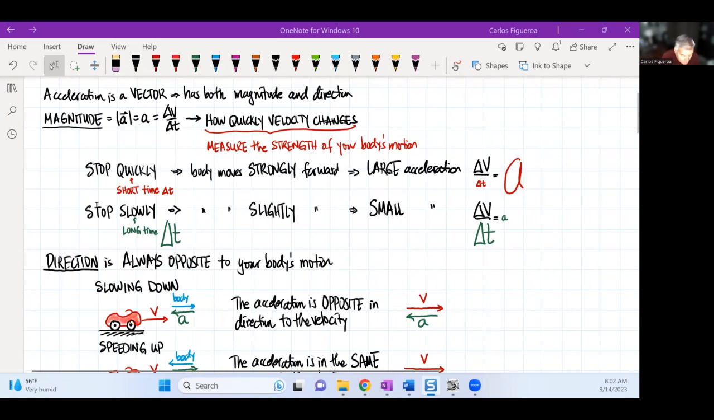On the other hand, if you stop slowly, we typically mean that you stop over a long period of time, your body only slightly moves forward, and therefore that slight motion tells you that you have a small magnitude of the acceleration. So when I look at the acceleration equation, I have a big time interval, and therefore in the denominator, and therefore a little tiny acceleration.